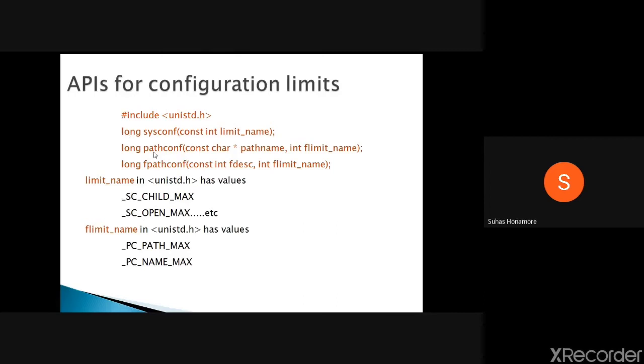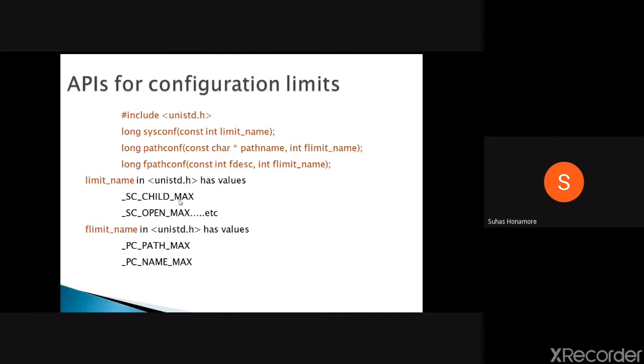Like that, for any path related or file related information, the first one is for system related, the second one is for file related. Two functions are there: one is pathconf, and one more is fpathconf. The difference between these two is that in pathconf you give the exact path name, then the limit name. But in fpathconf you can give the file descriptor instead, and then the limit. It will give the actual value of that.